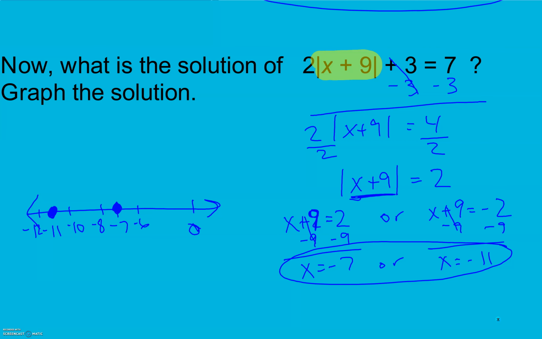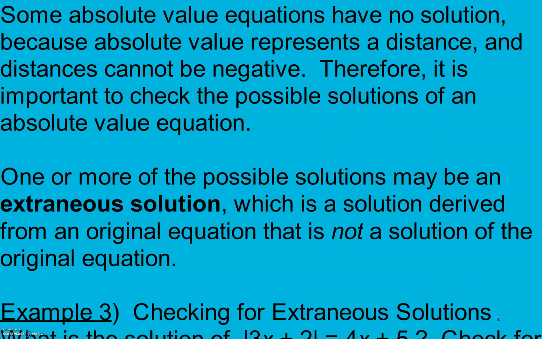Some absolute value equations have no solution because absolute value represents a distance, and distance cannot be negative. Therefore, it's important to check the possible solutions of an absolute value equation. One or more possible solutions may be an extraneous solution, which is a solution derived from an original equation that is not a solution of the original equation.